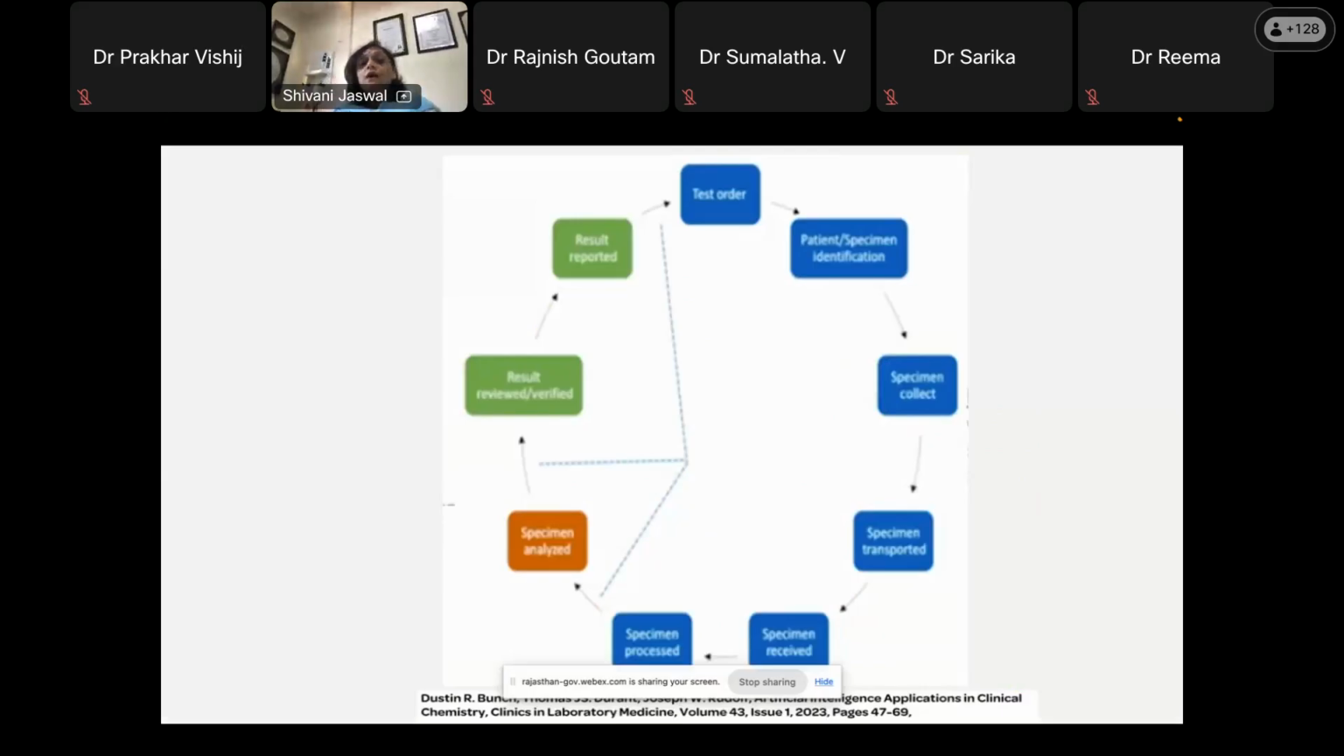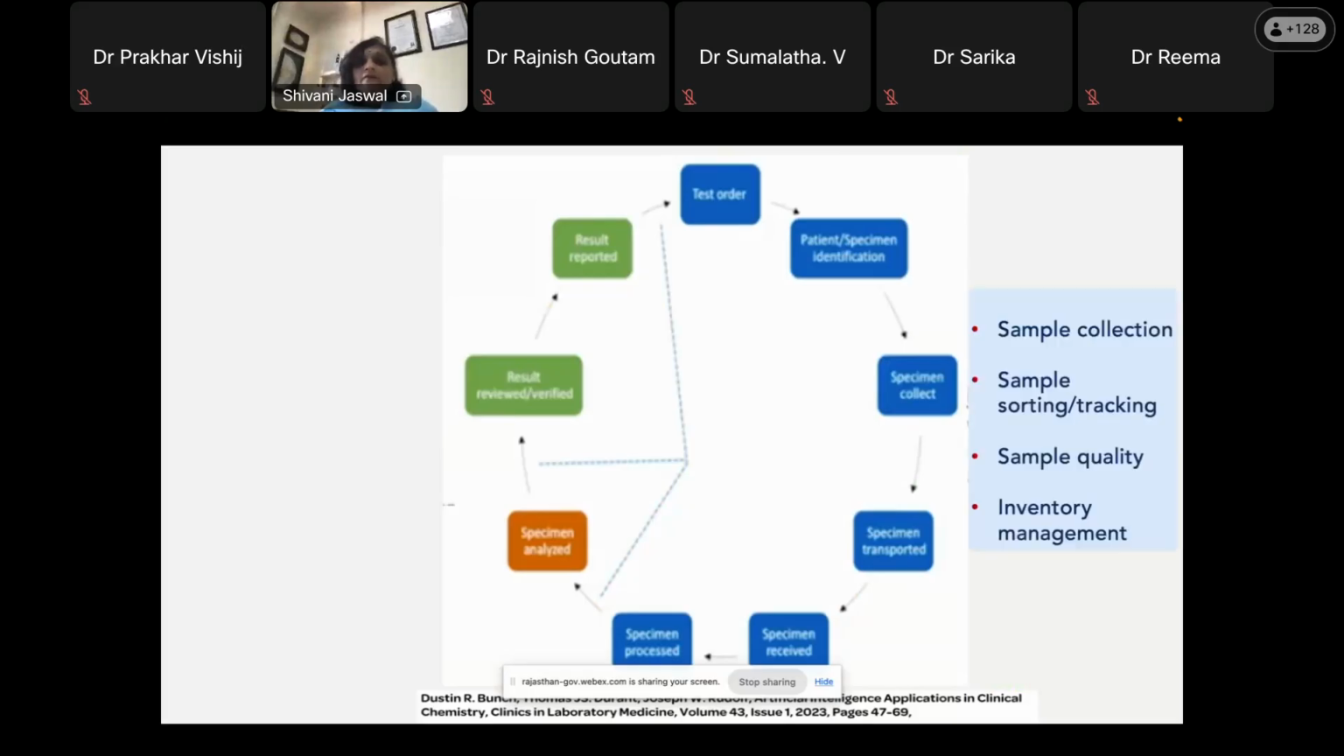So coming on to how these machine learning algorithms can be utilized in our lab. So this is the life cycle of our lab, starting from the test ordering to the reported result. And these tools have been developed and researched for all aspects of the life cycle of our labs, starting from the pre-analytical to the analytical and even the post-analytical phase.